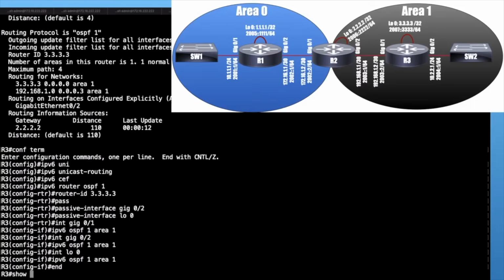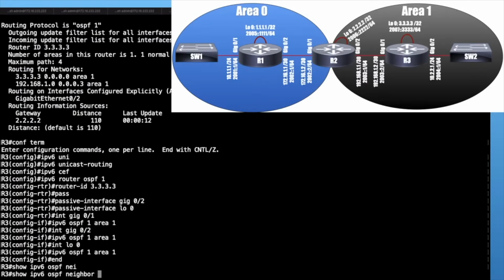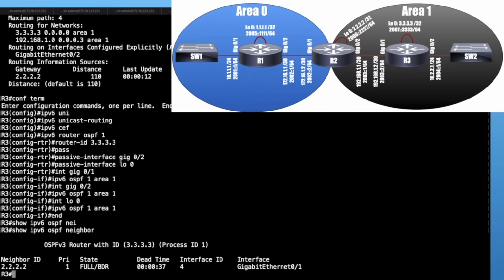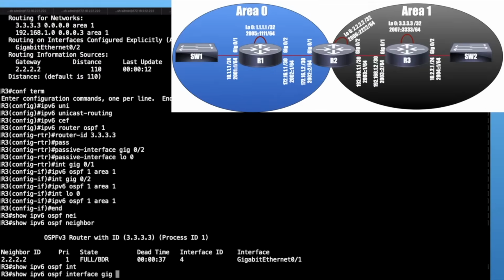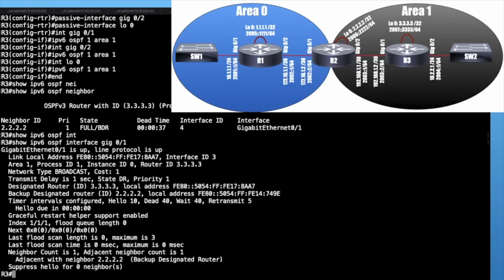Let's say show IPv6 OSPF neighbor. A lot of the show commands are identical to OSPF version 2, except instead of saying show IP OSPF, it's show IPv6 OSPF. Do I have a neighbor? I do. Awesome. Let me look at an interface. I'll say show IPv6 OSPF interface gig 0/1. It shows me the link local address that I'm using with IPv6. It's a broadcast network type. There's my router ID. Similar information to what we got before.